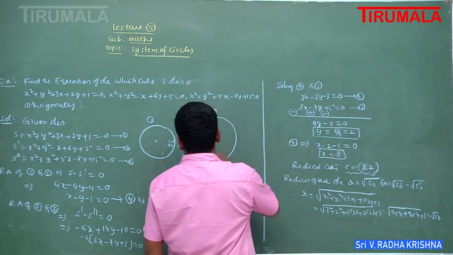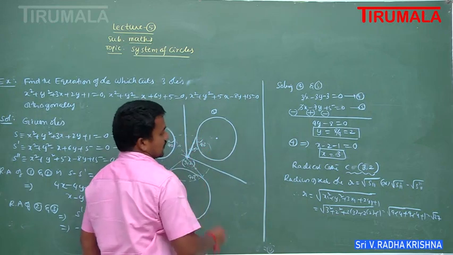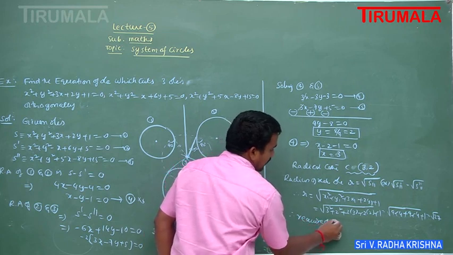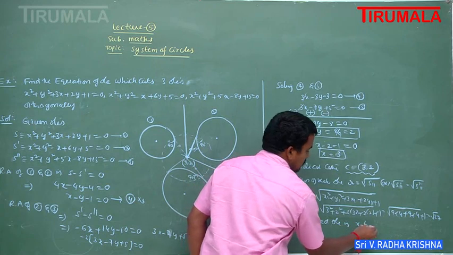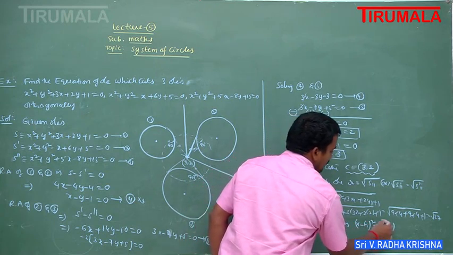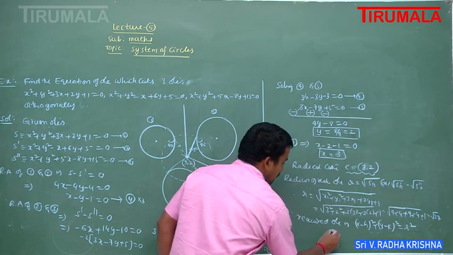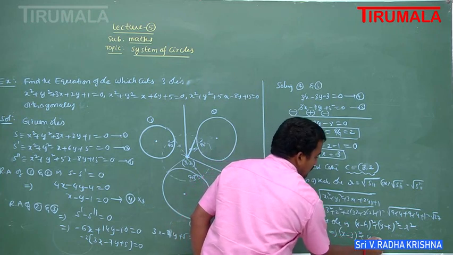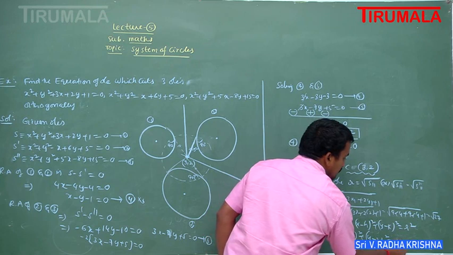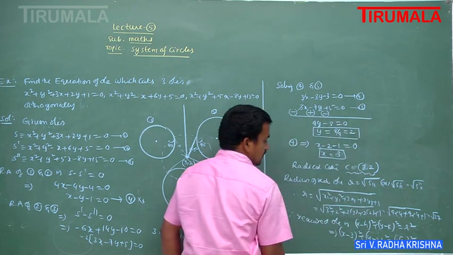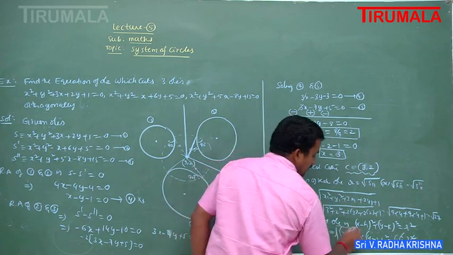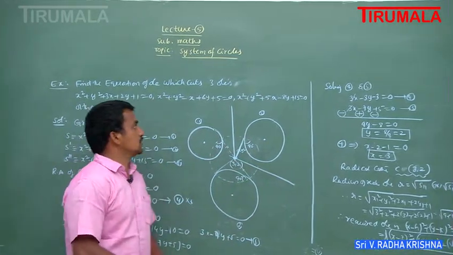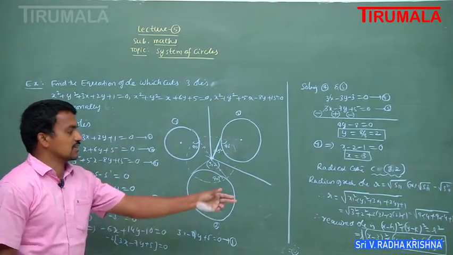We get the radius of the circle R and have the center h comma k. So the required circle which cuts 3 circles orthogonally is x minus h whole square plus y minus k whole square equal to r square. That implies x minus 3 whole square plus y minus 2 whole square is equal to root 27 whole square. Simplify this equation, we get the required circle which cuts 3 circles orthogonally. In the objective, given 3 circles, the required circle is one of the options.